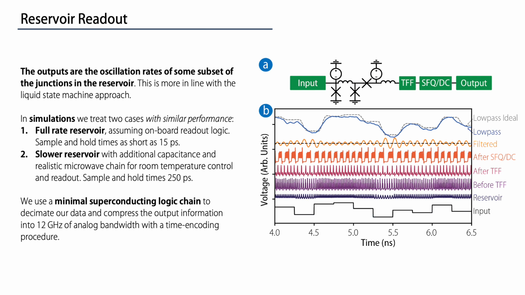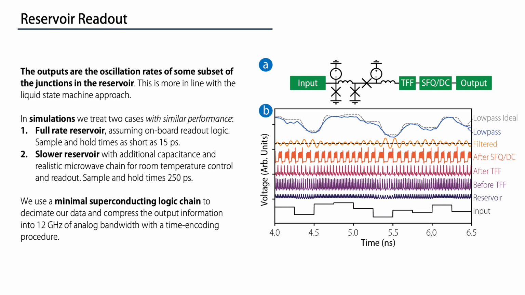The reservoir is read out by looking at the average oscillation rates of some subset of the junctions in the reservoir. This is actually more in line with the liquid state machine approach. In simulations, we treat two cases with similar performance. First, fast reservoirs, where we assume onboard readout logic and sample and hold times as short as 15 picoseconds.